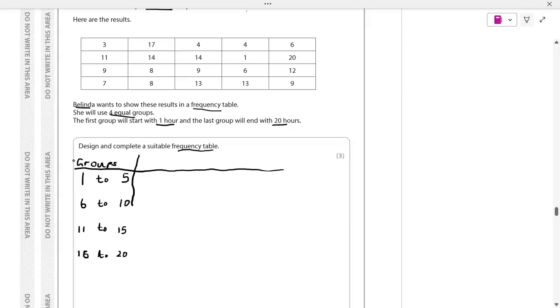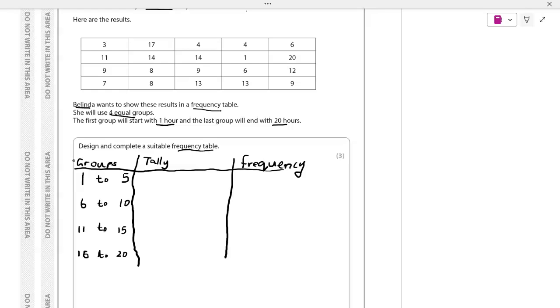Then I always love to use a tally. That makes my job easy. I will put a tally, though the question is to get the frequency. So I'm getting the frequency. That is what the question requests you to do. Frequency.